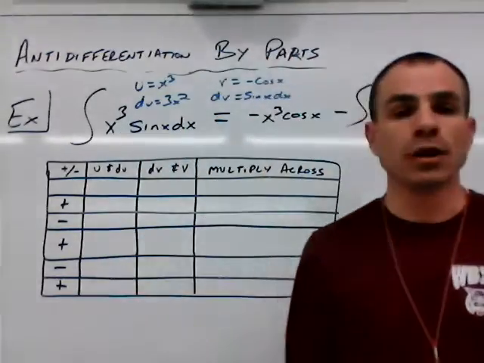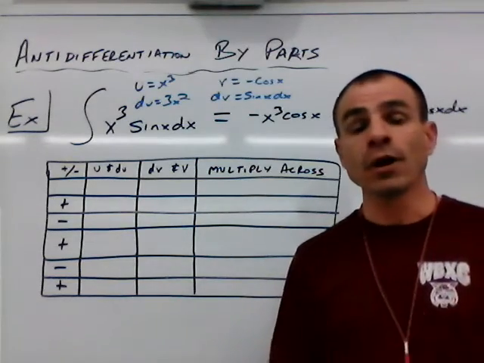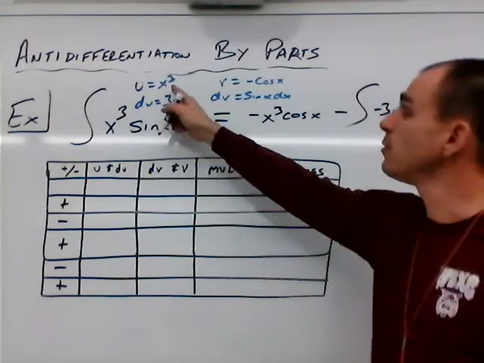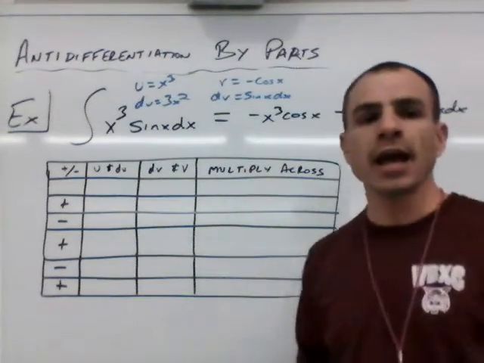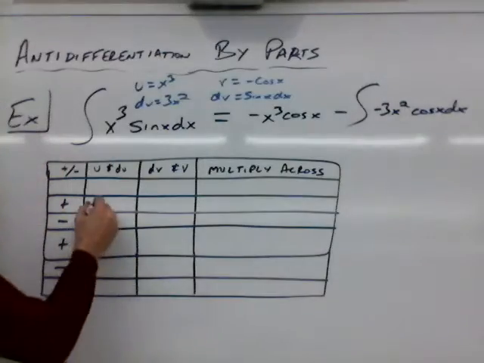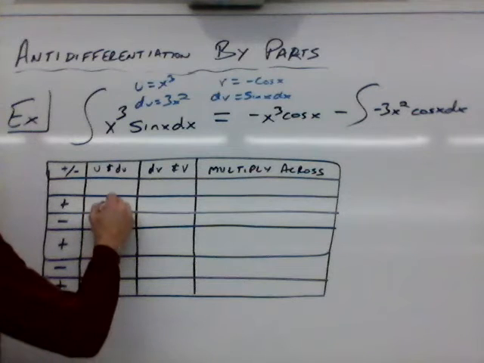Then we have our u and our du column. We already know what u is. The first time we picked u, it was x cubed. So we're going to put that in the u column, all right? And we're going to stick it specifically in the second row. All right, so we have our x cubed right there.